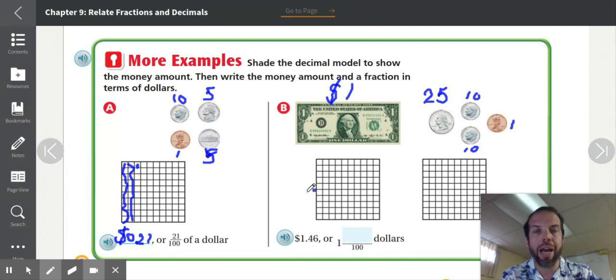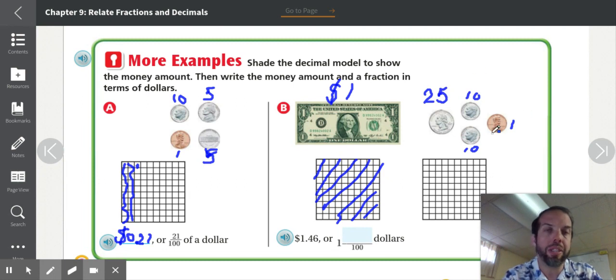All right, so now we're going to shade again to show. So I noticed in this one I have 2. So I'm going to start with my highest amount first. So what's my highest amount? My 1 whole dollar, which represents 100. So I'm going to shade in. You can do it like this, or you can shade the whole thing in. I'm doing it like this definitely because it's easier for me to do that right now. All right. So there's my 1 whole. Now I'm going to add all these up. So I have 25 plus 10 is 35, plus 10 is 45. Plus 1 is 46.